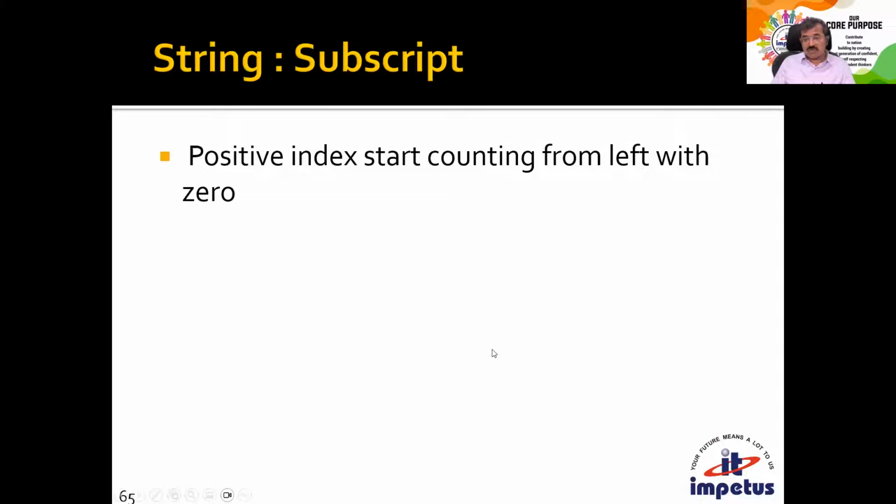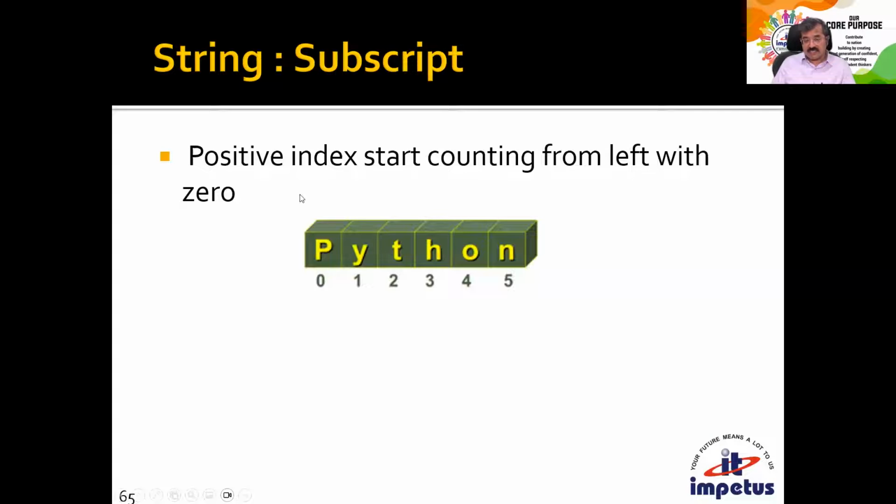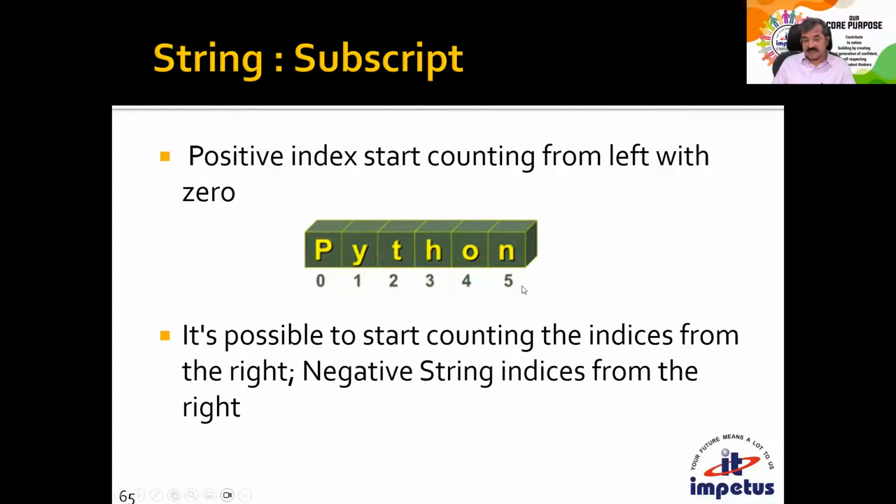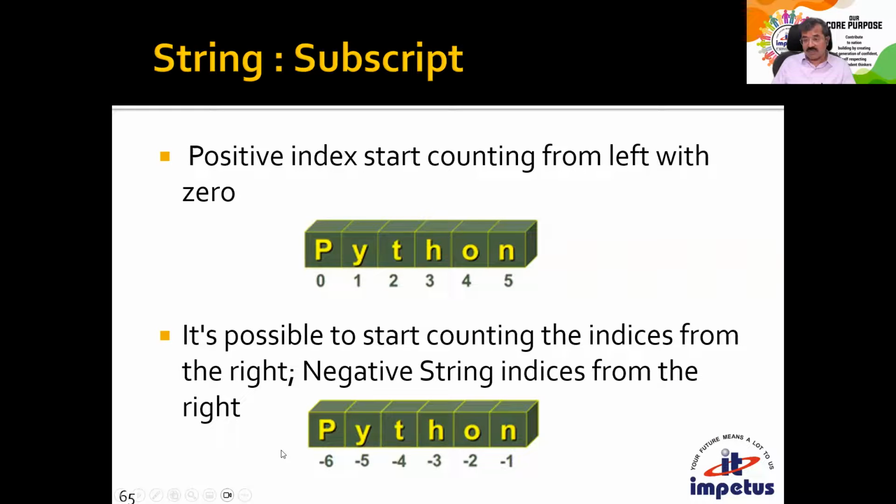So you have 2 different concepts. One is positive index, the other is negative index. When I talk about positive index, in Python, P is 0, Y is 1, and so on: 0, 1, 2, 3, 4, 5. But there is also a concept called negative index that starts from right to left. So N is -1, O is -2, and so on.